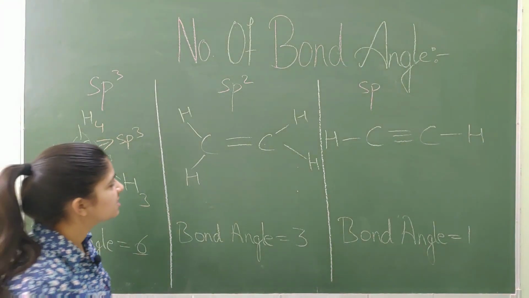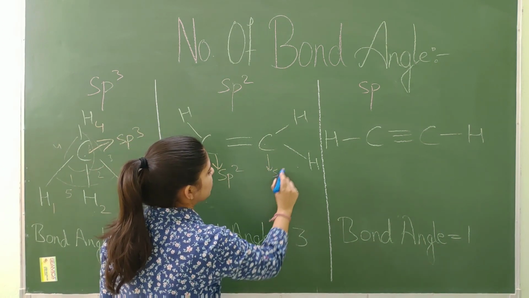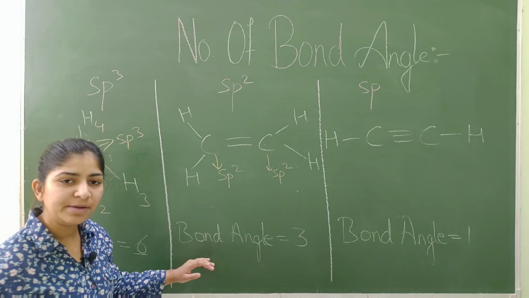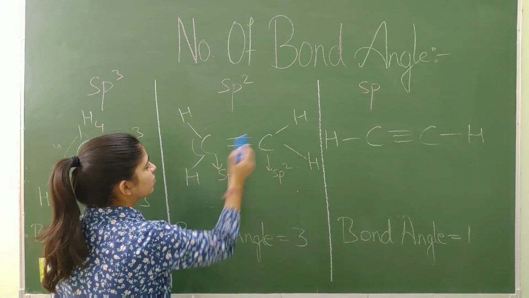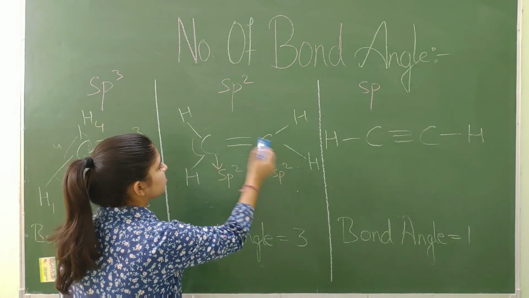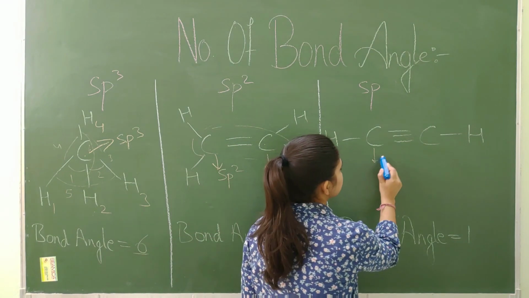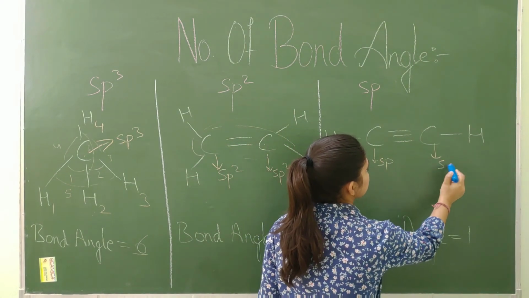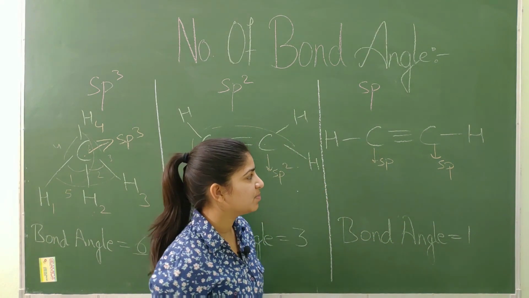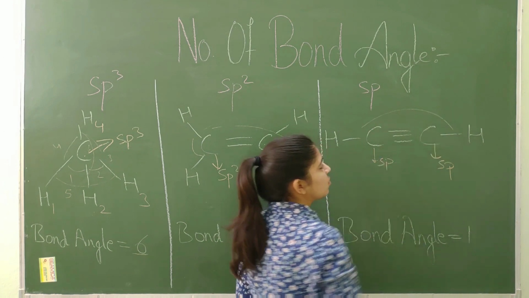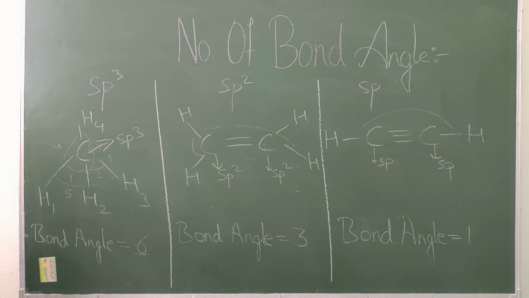Okay. Similarly in this case, this is sp2 carbon, this is also sp2 carbon, so we get bond angles as 3, 1, 2 and this 3. Okay, so now come to sp carbon. This is sp and this is also sp, so we get the bond angle equal to 1 in case of sp carbon. So this is 1 bond angle. Okay. So now you can take a screenshot.